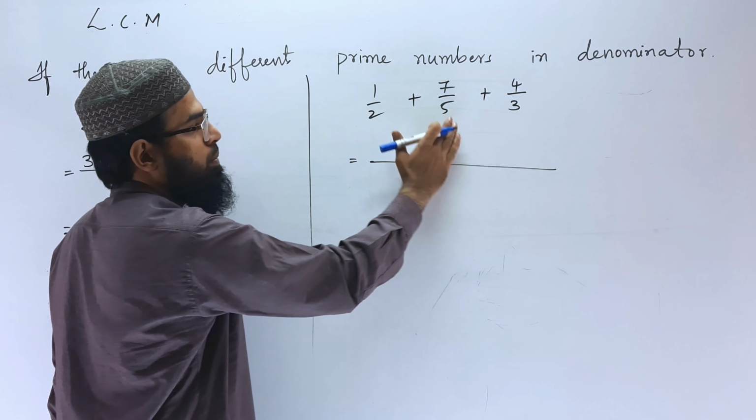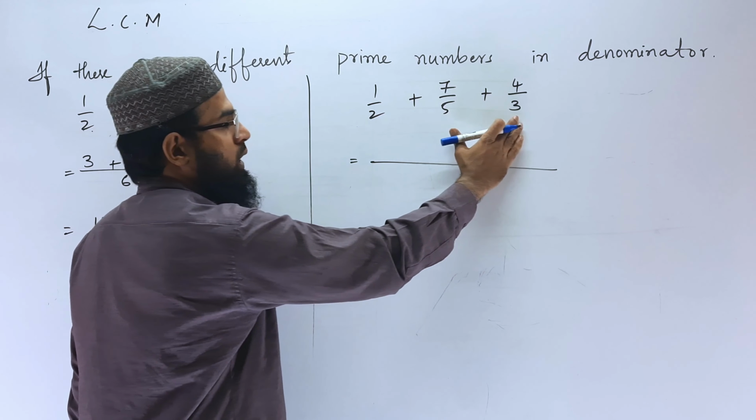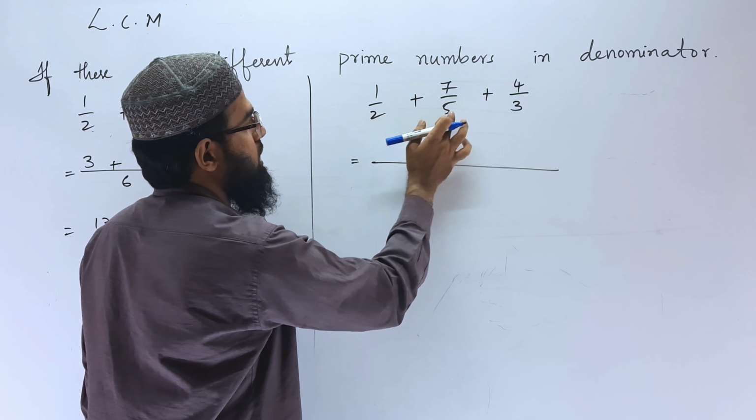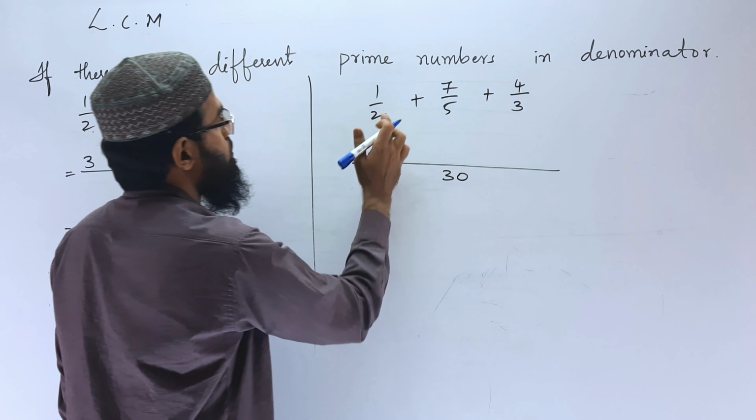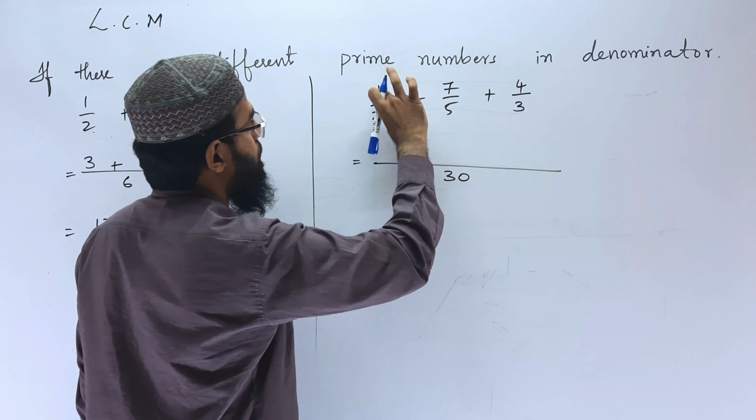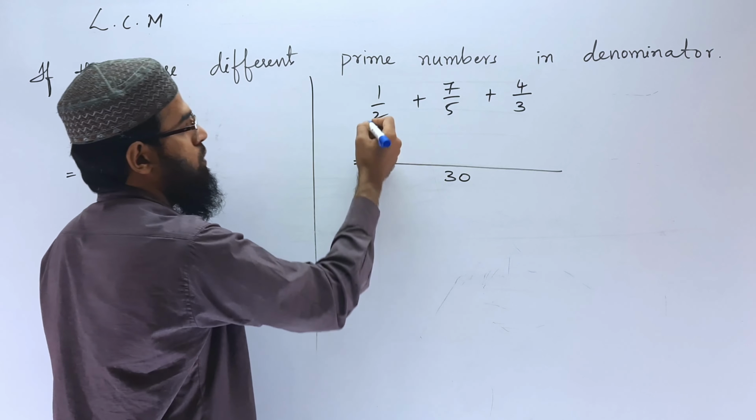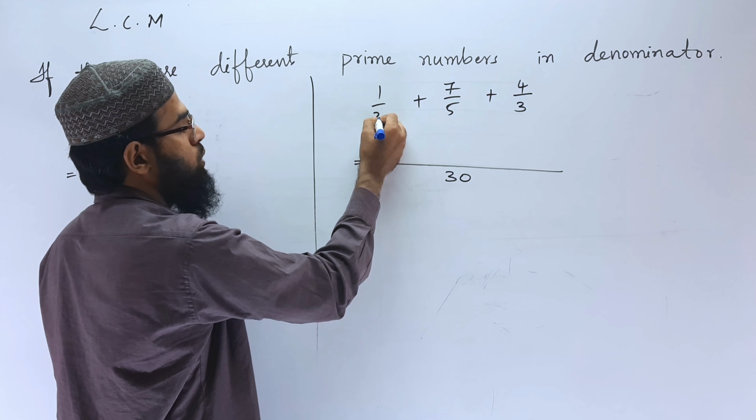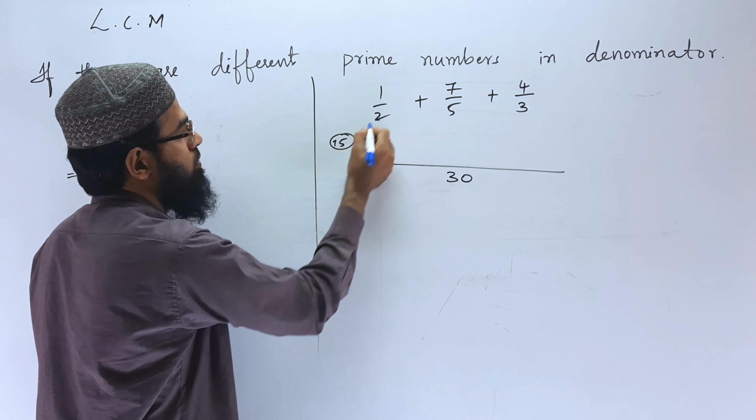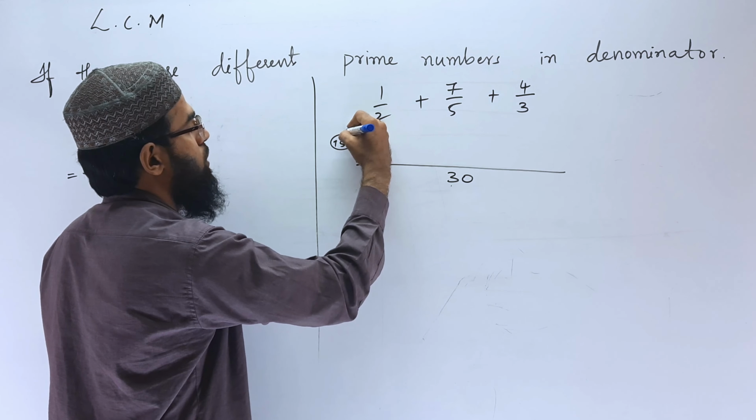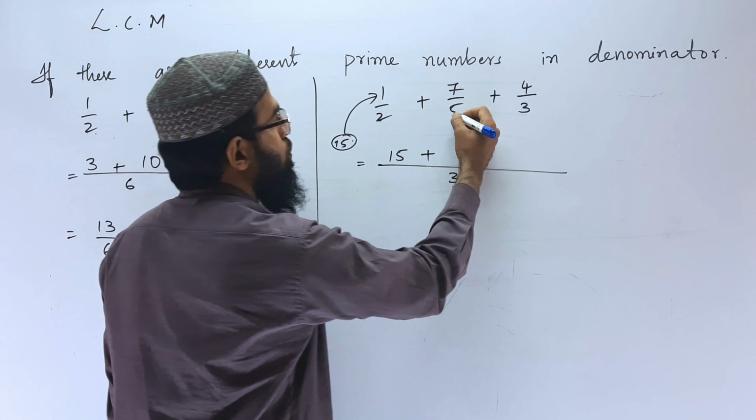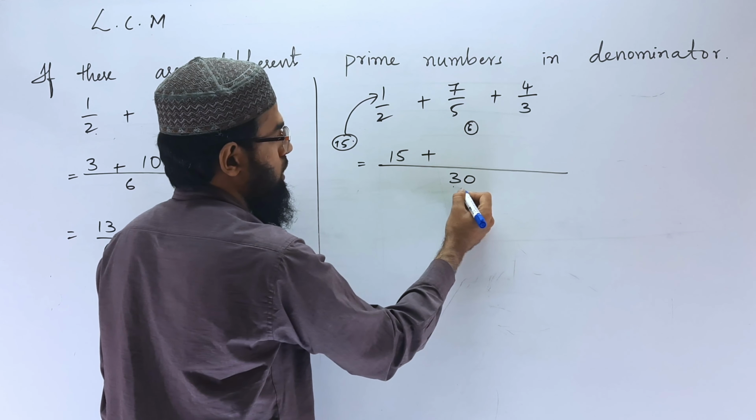As you can see, these are the prime numbers and these are totally different from each other. So we can directly multiply. 2 5s are 10, 10 3s are 30. So 5 3s are 15. 15 ones are 15. Otherwise, you can do like this. 2. In 2 table, when do you get 30? 2 15s are 30. So therefore, we can multiply this 15 with 1. 15 ones are 15 plus 5 6s are 30.